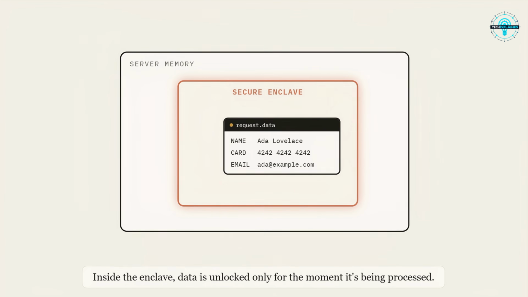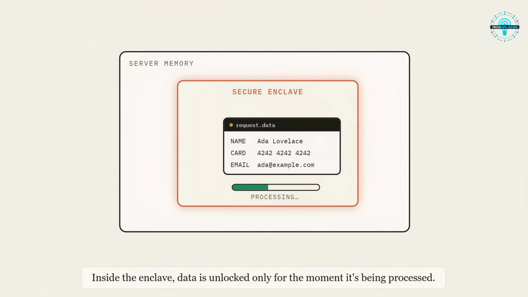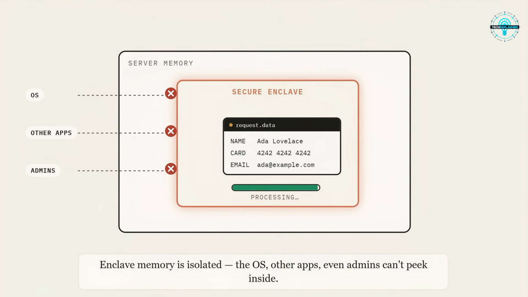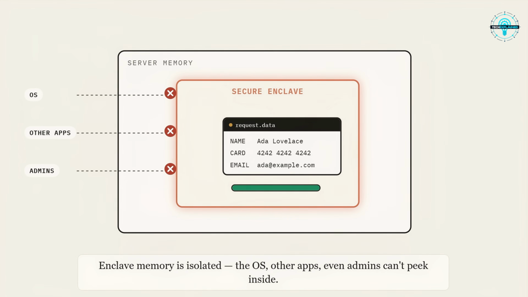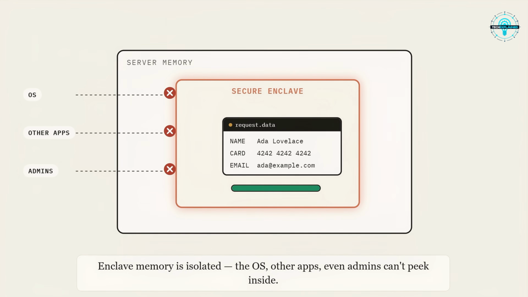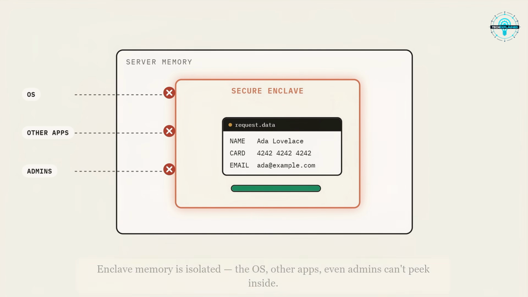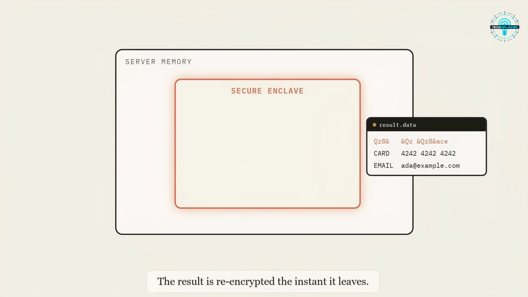The operating system can't peek inside. Other applications can't access it. Even administrators can be blocked from seeing what's happening. The data is processed inside that protected space, and once the result leaves, it's encrypted again.